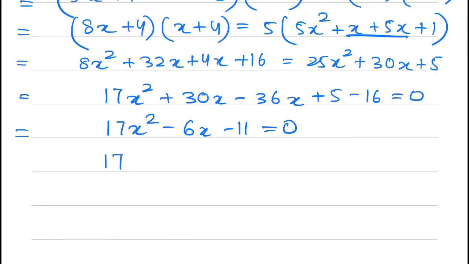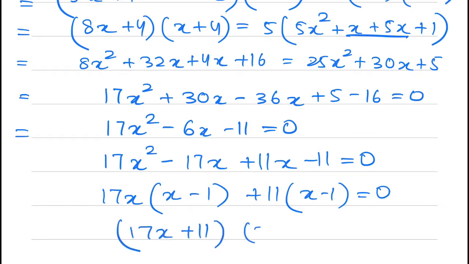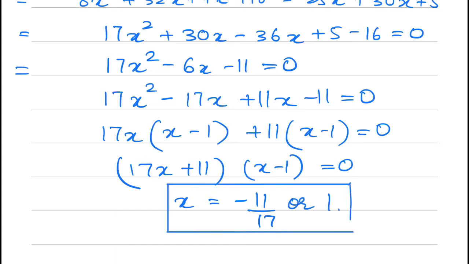So 17x square minus 17x plus 11x minus 11 is equal to 0. Here we have 17x common, (x minus 1), plus 11 is common, (x minus 1) is equal to 0. 17x plus 11 and x minus 1 are factors. So x is equal to minus 11 by 17 or 1. So that is the answer.